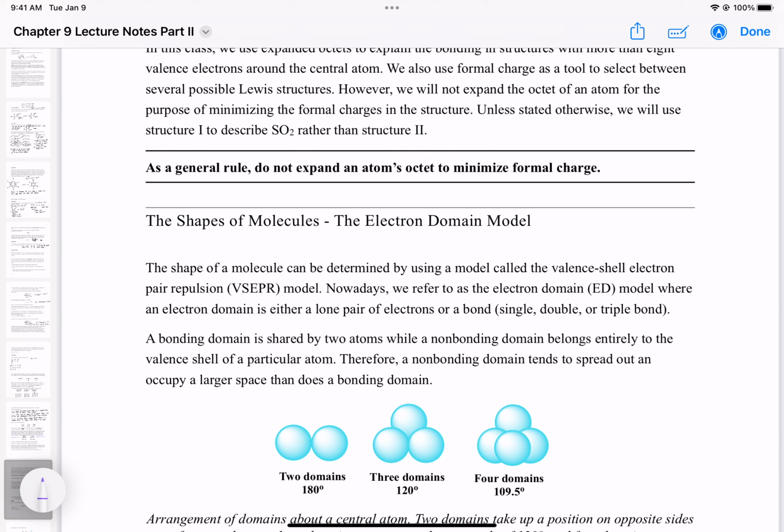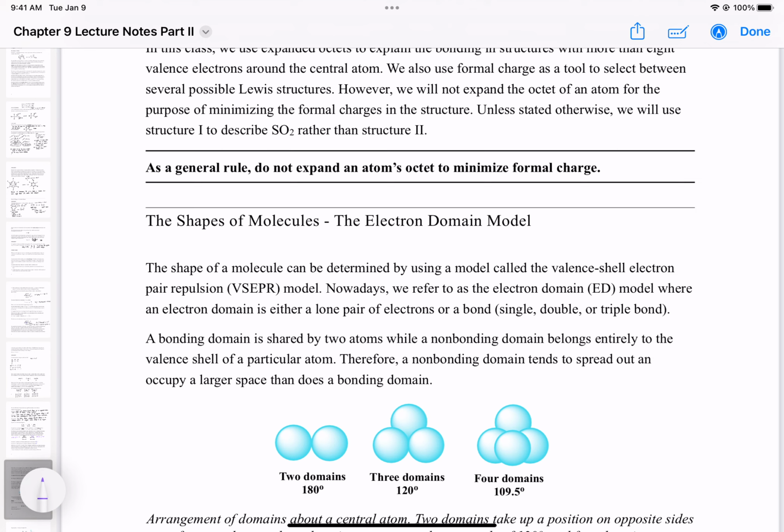So if you remember kind of in maybe old chemistry classes, but it's okay. We're going to go over it again. The shape of, say, a molecule can be determined by using what we call VSEPR theory, or valence shell electron repulsion theory, and it's called the VSEPR model. So it sounds like Vespa, but it's VSEPR model.